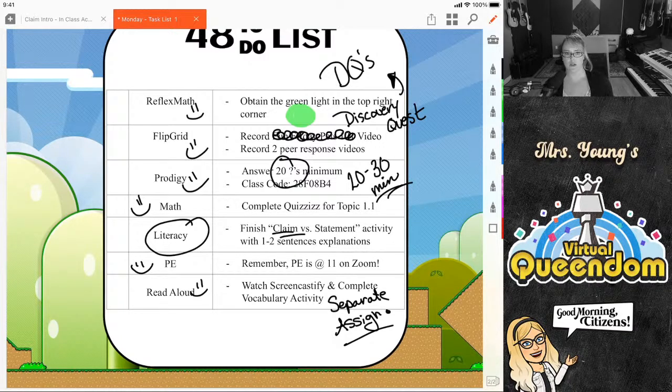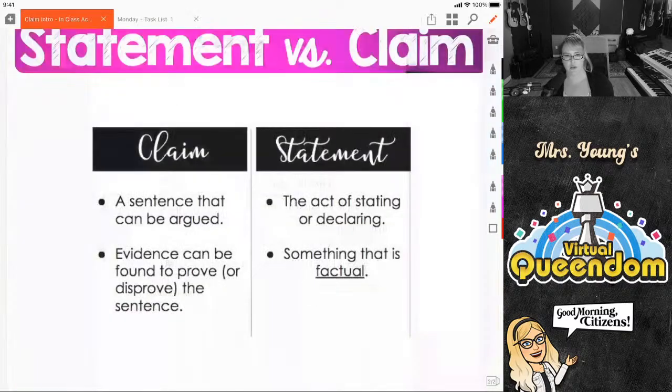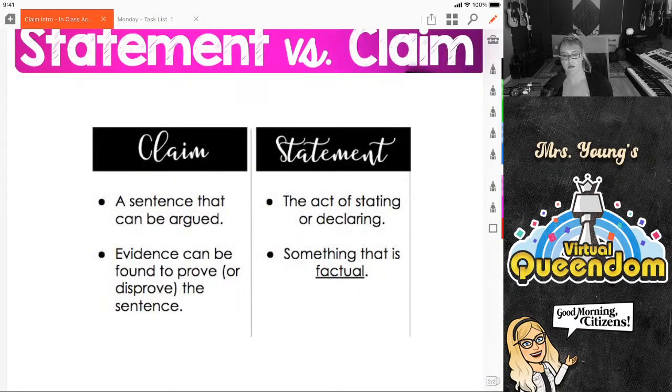So we are going to be working on statement versus claim today. We are going to be getting into something for writing called claim, evidence, reasoning. So we're going to get more in depth on this tomorrow, but this is like a fun kickoff activity where we are just going to go ahead and roll.